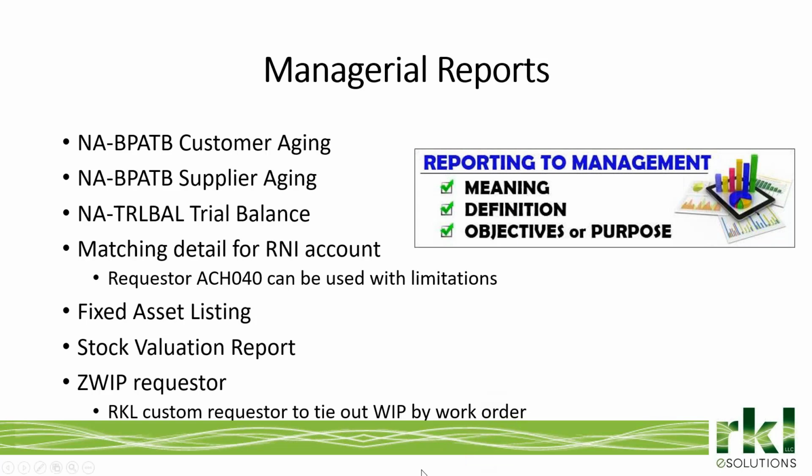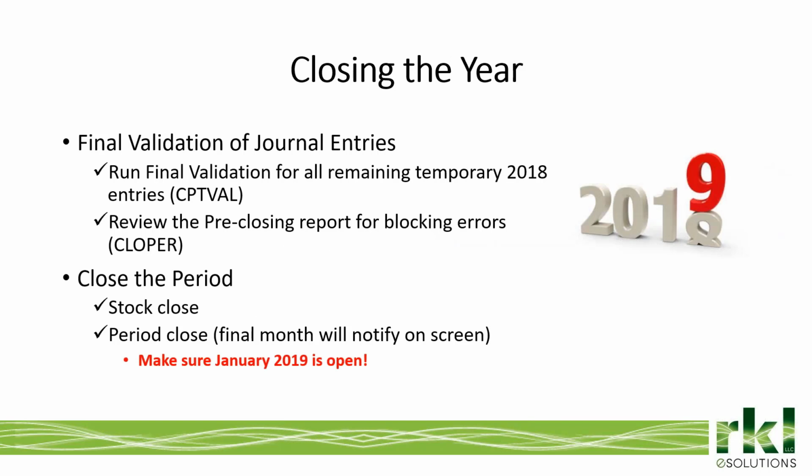Okay, now once all that pre-work has been done, we're going to get into the actual process of closing your periods and years. There are a few final reports or things you need to execute before. To close your period, you're going to want to run your final period of the year. You're going to want to run a final validation for all of your temporary entries for 2018. Again, there's the function up on that screen for you.